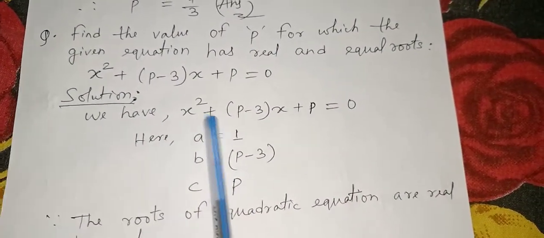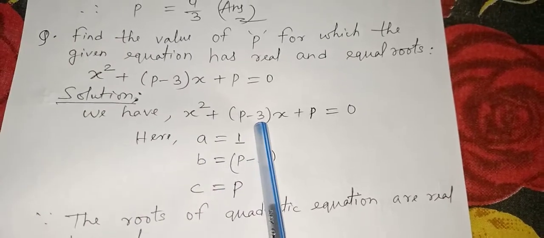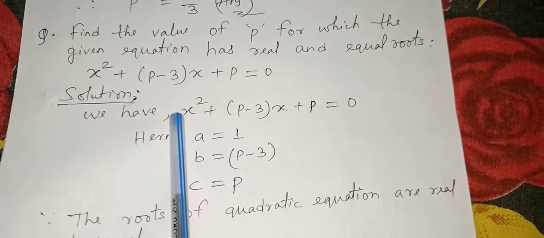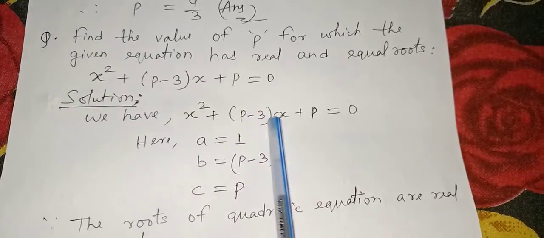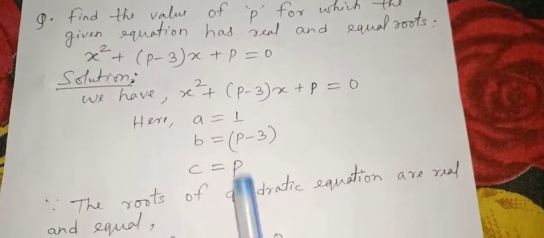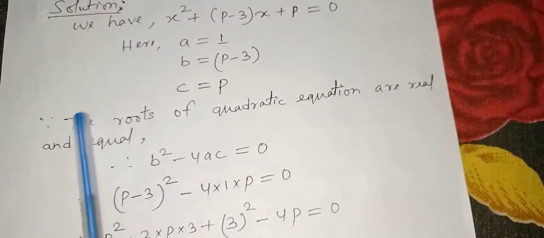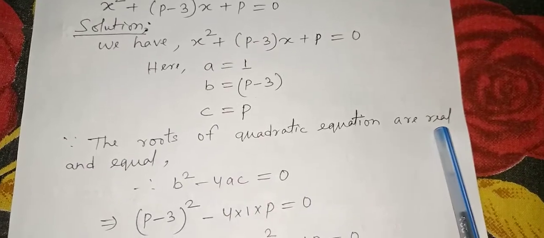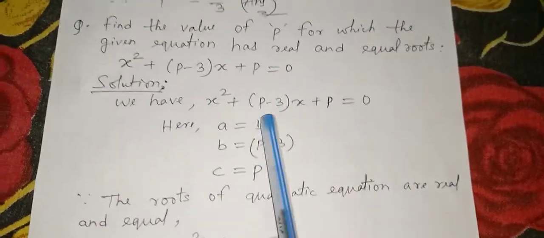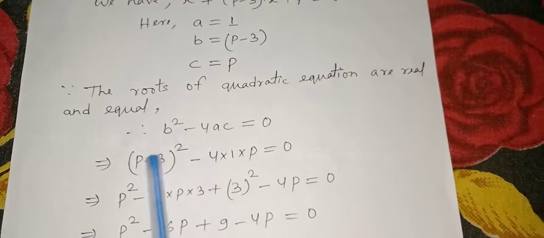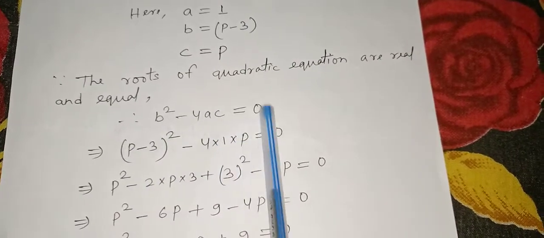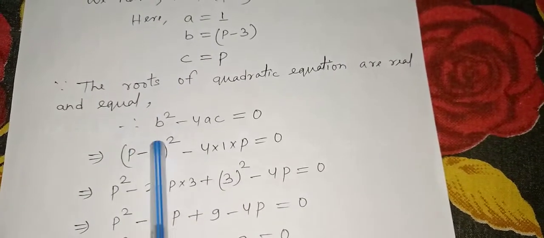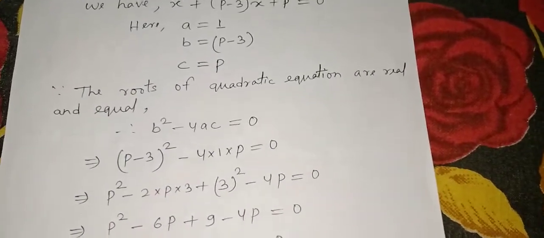Solution, we have x square plus p minus 3 into x plus p equal to 0. This is the equation. So I can say a is 1, b is p minus 3 and c is p. And you know in the question it is given the roots of the quadratic equation are real and equal. So when the roots are real and equal, then we can say b square minus 4ac is equal to 0. This is the condition.